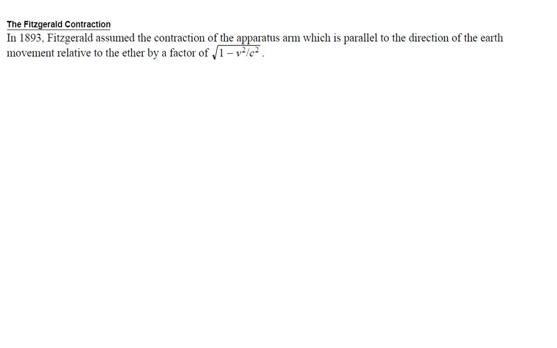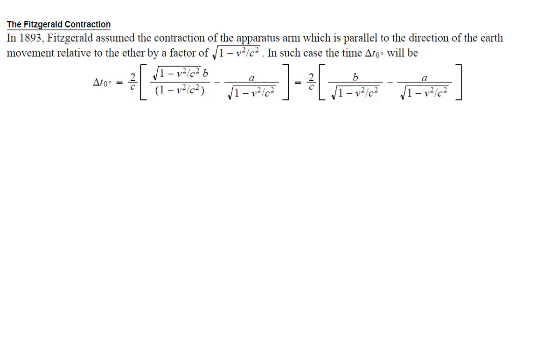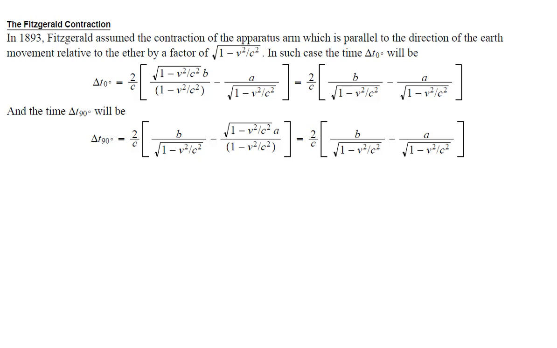In 1893, FitzGerald assumed the contraction of the apparatus arm, which is parallel to the direction of the Earth movement relative to the ether, by a factor of square root of 1 minus v squared over c squared. In such case the time delta t at 0 degrees will be given by the equation. And the time delta t at 90 degrees apparatus position will be given by the equation. In this case the time difference for delta t at 90 degrees apparatus position minus delta t at 0 degrees apparatus position will be equal to 0.